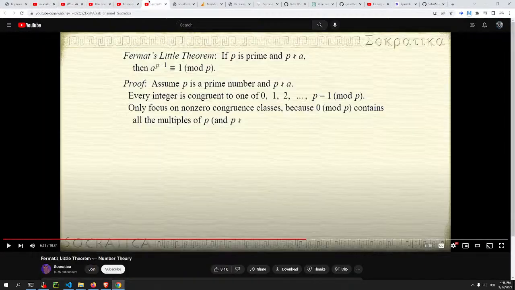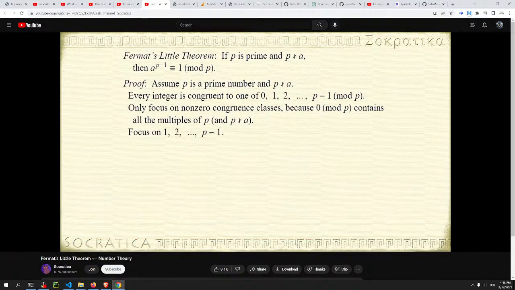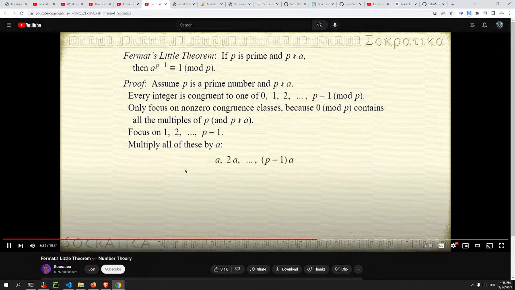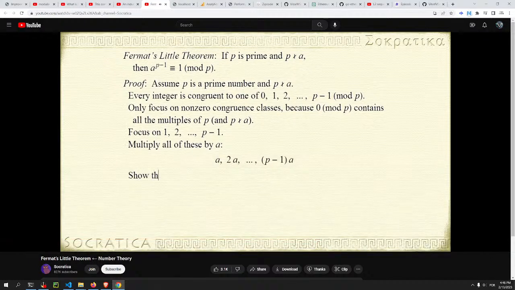We're only considering integers that are not divisible by p, which are not multiples of p. So we're only going to consider 1, 2, on and on up to p minus 1. Let's multiply all of these by the integer a. We get a, 2a, on and on up to p minus 1 times a. Now let's show this is nothing more than a rearranging of the congruence classes 1, 2, 3, on and on up to p minus 1.